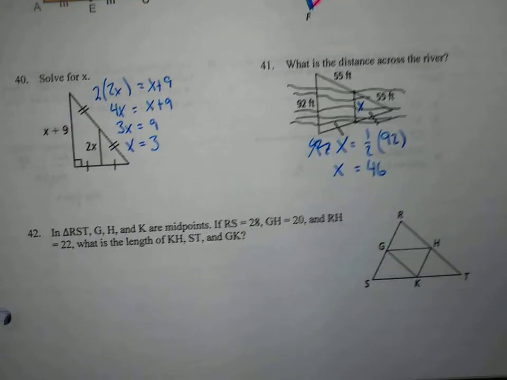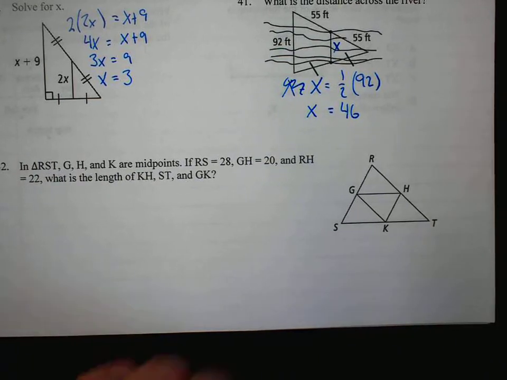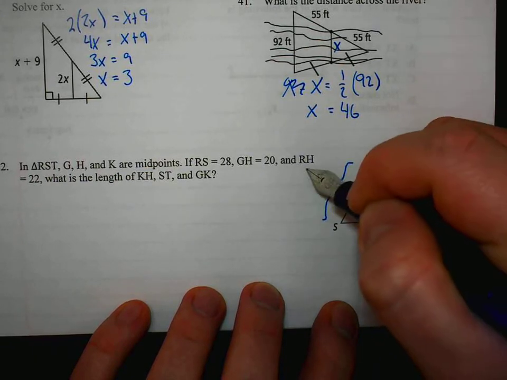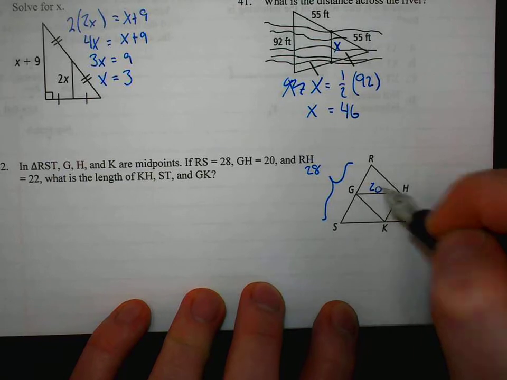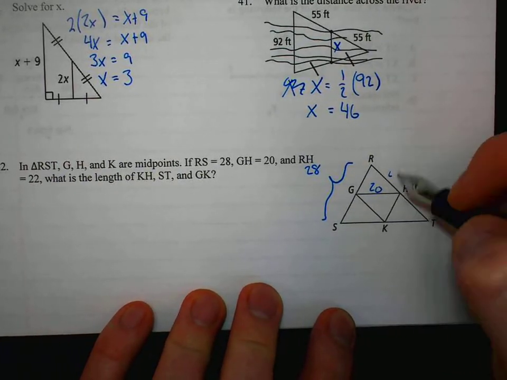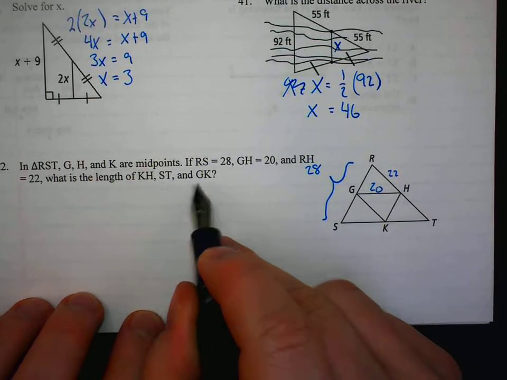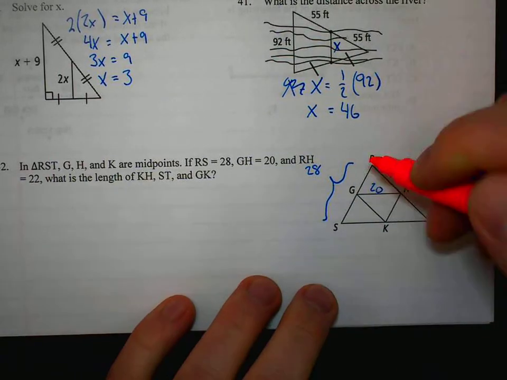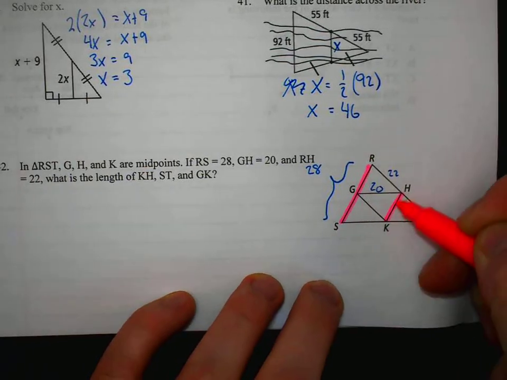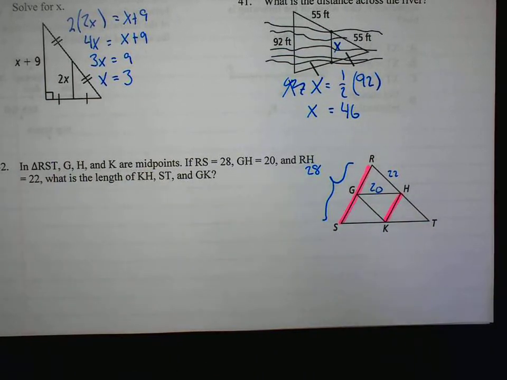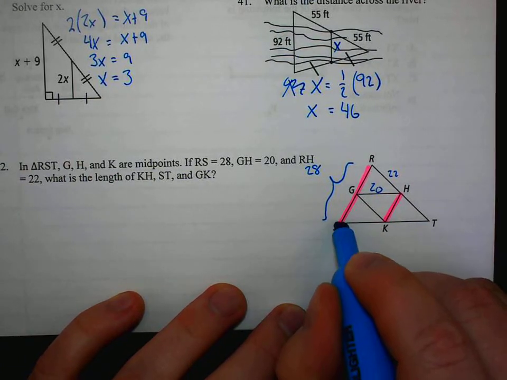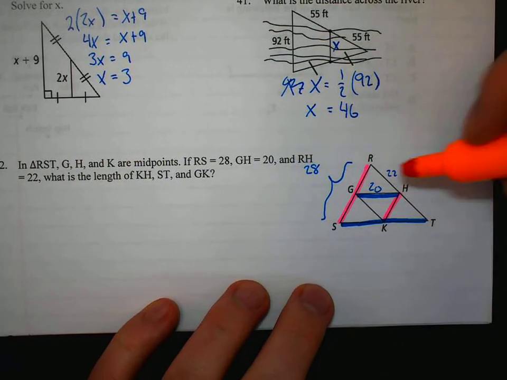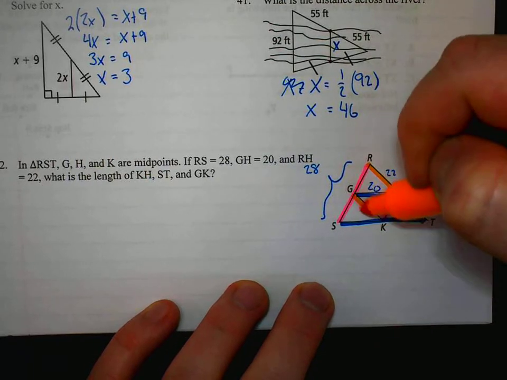Number 42. In triangle RST, G, H, and K are midpoints. If RS is 28, GH is 20, and RH equals 22, what are the lengths of KH, ST, and GK? We know that each of these are midpoints, so that means that RS and HK is its midsegment. Those go together. Next up, ST and GH would be a base and a midsegment, followed by RT and GK.